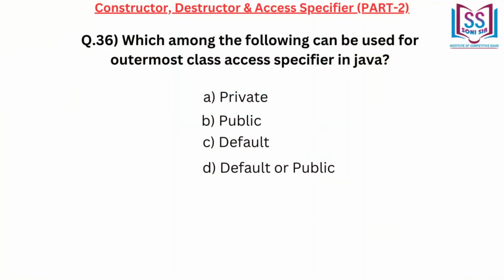Which among the following can be used for outermost class access specifier in Java? A. Private. B. Public. C. Default. D. Default or public. Correct answer D. Default or public.